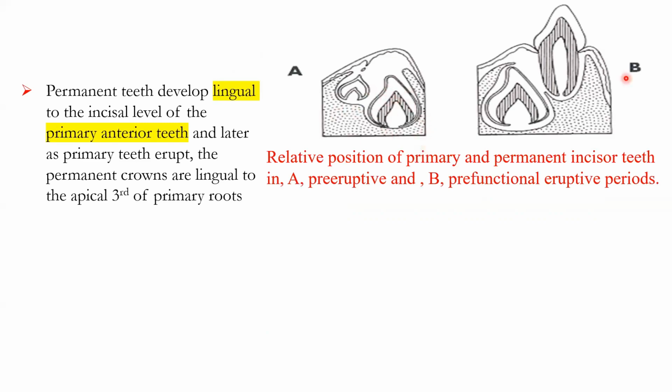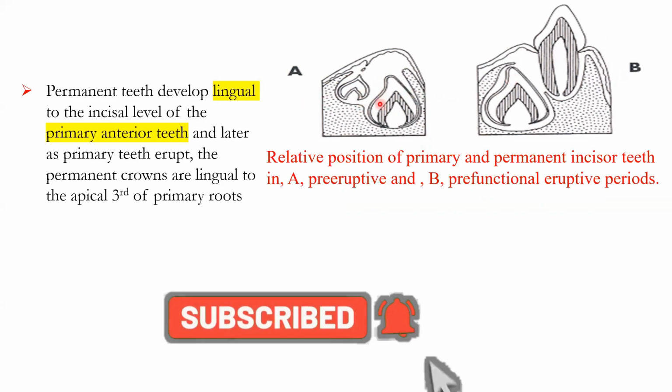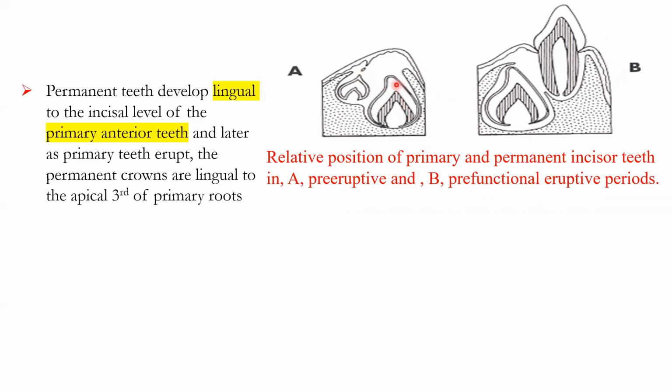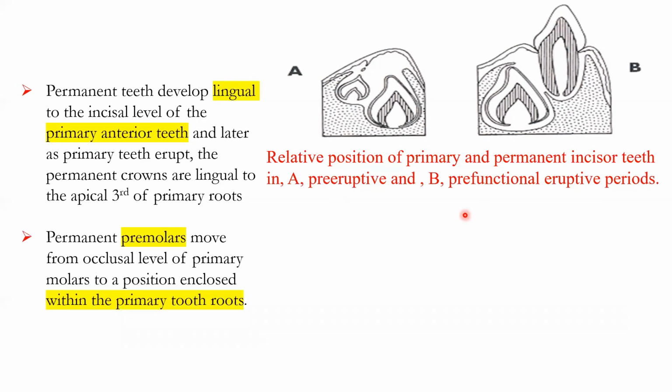So let's see the relative position of the primary teeth along with the permanent tooth germ here. These are the permanent incisor tooth germs, and this is the primary incisor. Initially they will all be at the same level, at the incisor level, but later on the permanent tooth germ moves lingually and is situated at the apical third of the primary incisor. This is to make sure that the eruptive movement happens in that position.